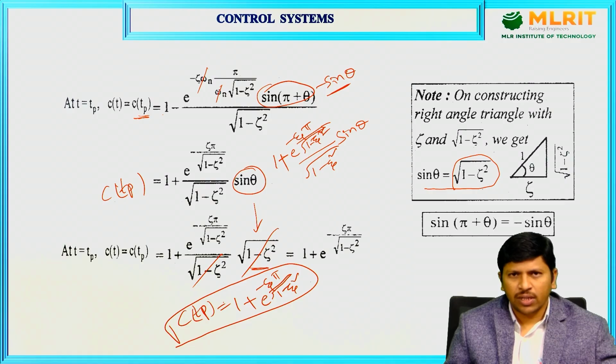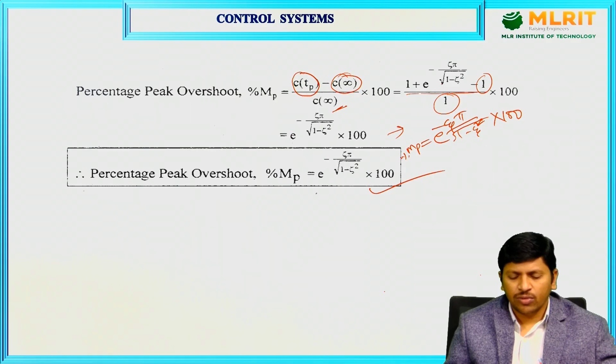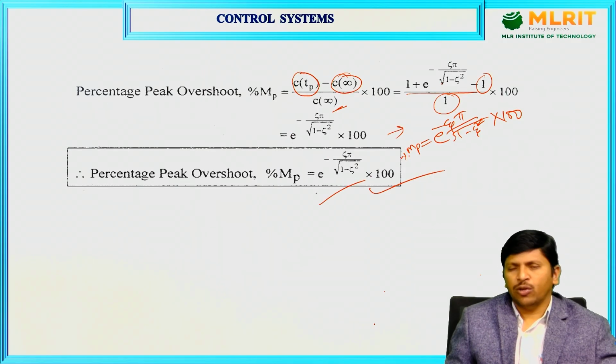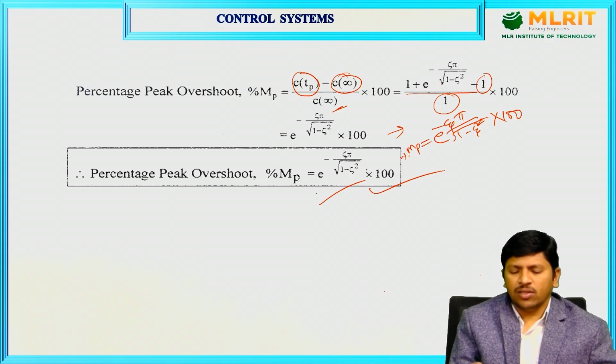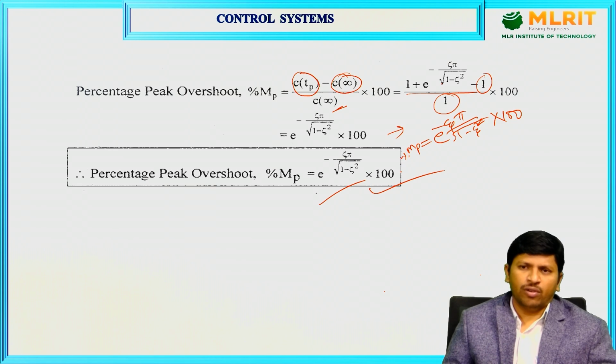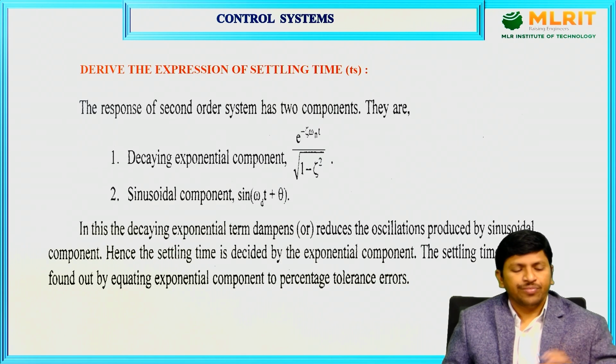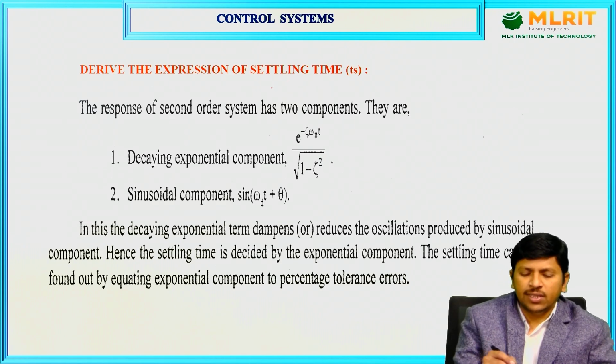Just substitute again in this formula. Finally we get this maximum peak overshoot, that is e power of minus zeta π by under root 1 minus zeta square into 100. This is the important formula, right? Next, let us derive the expression of the settling time.